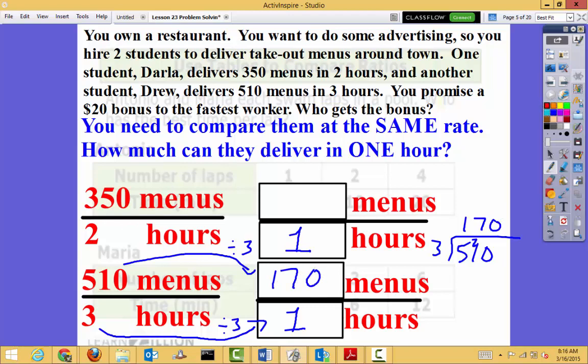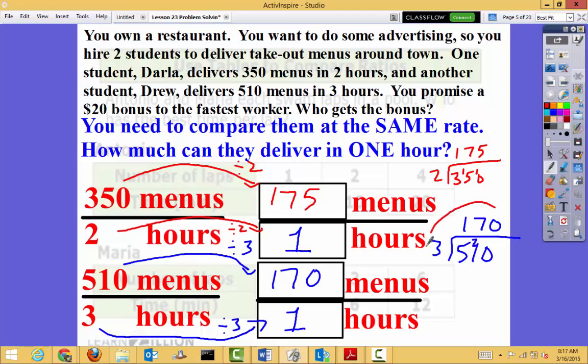We need to do the same thing here. How do I get from 2 to 1? Well, I divide by 2. So I'm going to do the same thing here. So it's going to be 350 divided by 2. So it's going to be 175 menus. If you're not sure about this way of long dividing, you can always go the whole entire way and you'll notice it'll be the same.